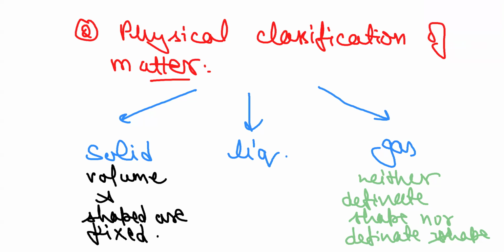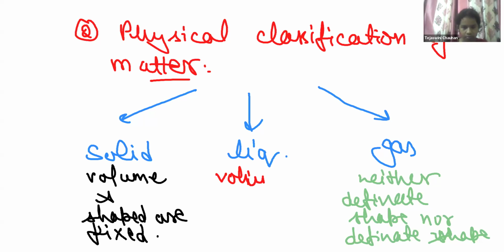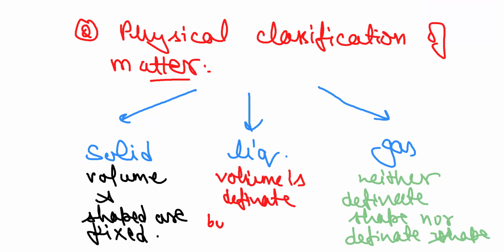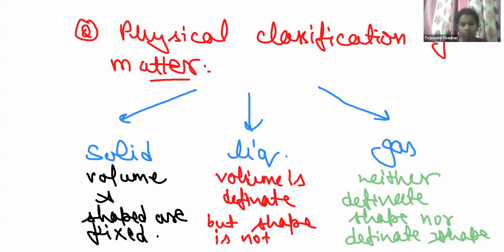Yes, sir. Okay. And if we go to the liquid state, here we can say the volume is definite, but the shape is not definite. Why? Because liquids can take the shape of the container they are placed in. Very good.